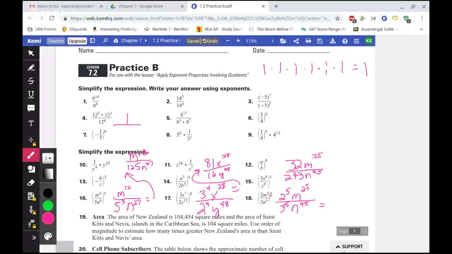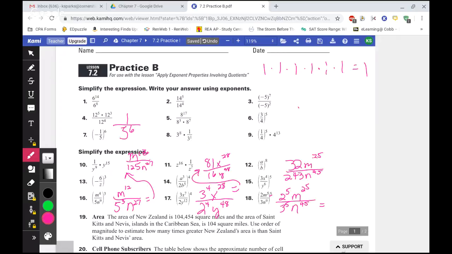So 1 over 5 to the 6th. Everybody understand that? Yes, ma'am. Okay, cool. All right, number 8. Is that the other one you wanted done? No, it was 9. 9.